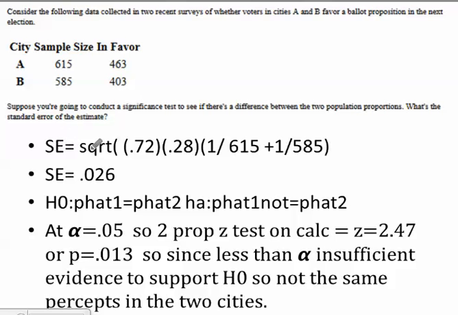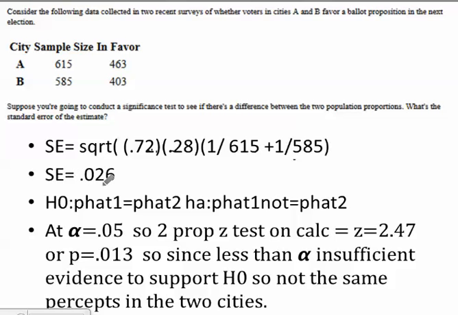Now we find the standard error: the square root of 0.72 times 0.28 times 1 divided by 615 plus 1 divided by 585. This is slightly different in the formula, isn't it? Because we're not dividing p1 times 1 minus p1 by the sample size separately. We're multiplying the pooled p and 1 minus p together and then multiplying by 1 over n1 plus 1 over n2. That's slightly different in the way we do this. Our standard error is 0.026.